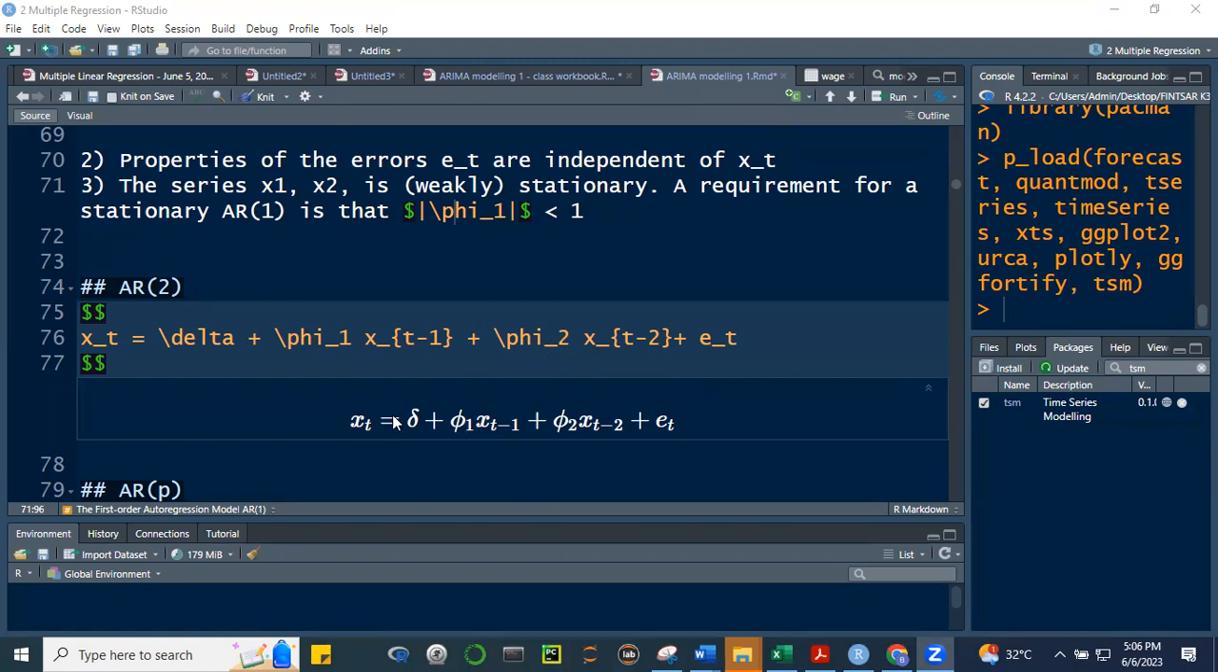So, anong difference nito kaysa sa AR1? Well, just take a look at this, no? Kasi dito, you have now phi1 here, and you have phi2. Phi1 being the coefficient of your lag1, and phi2 being the coefficient of your lag2. So that's why it's called an AR2 process kasi dalawang lag2. Okay, so how is this generated?